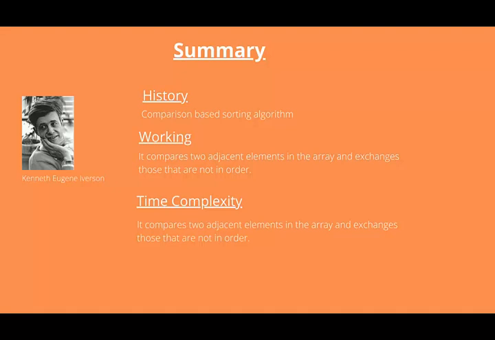bubbleSort is an easy-to-implement stable sorting algorithm with a time complexity of O of n squared in the average and worst cases, and O of n in the best case.